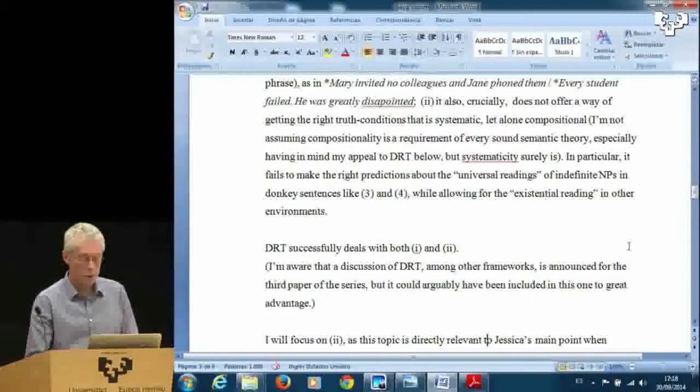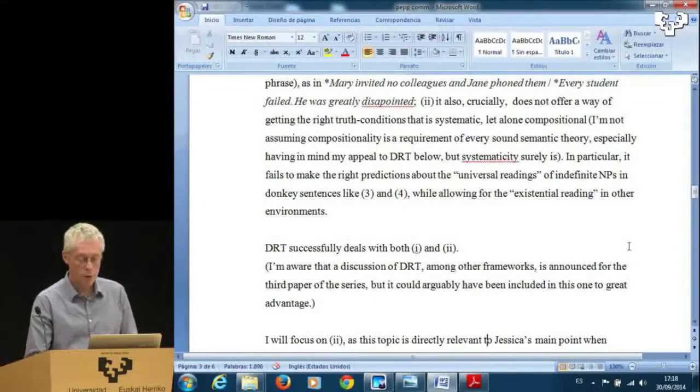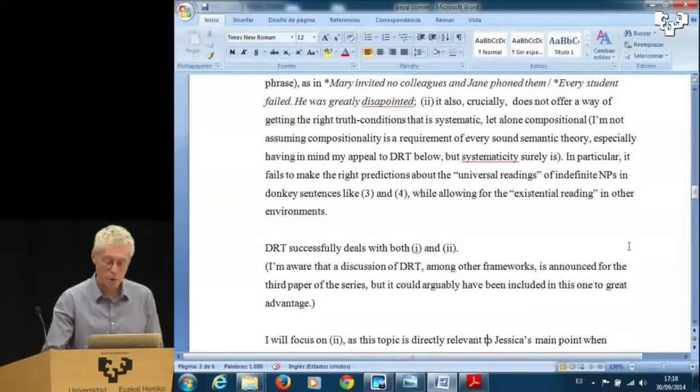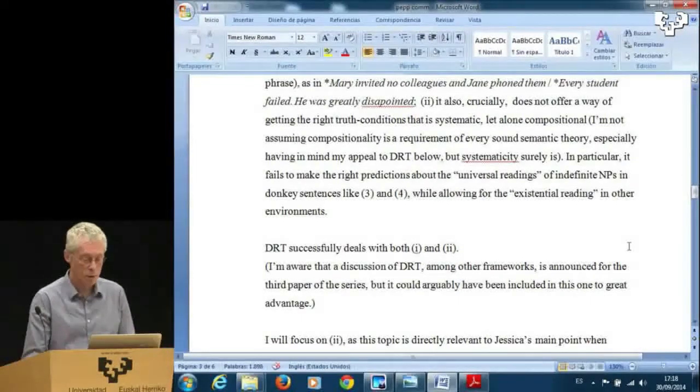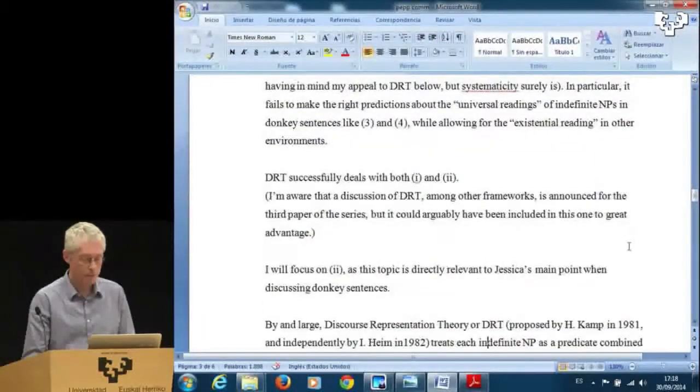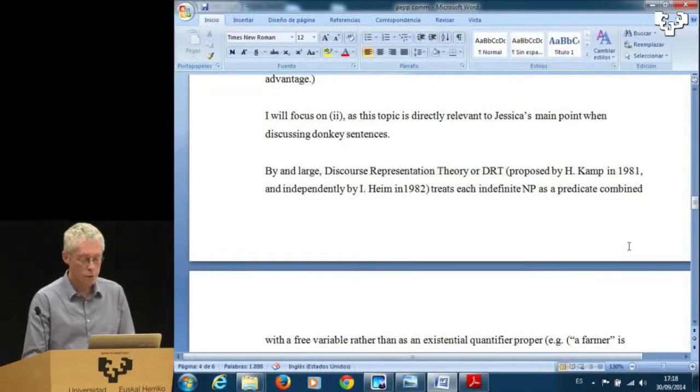I'm aware that discussion of DRT, among other frameworks, is announced for the 3rd paper of the series, but it could arguably have been included in this one to great advantage. I will focus on 2 as this topic is directly relevant to Jessica's main point when discussing donkey sentences.